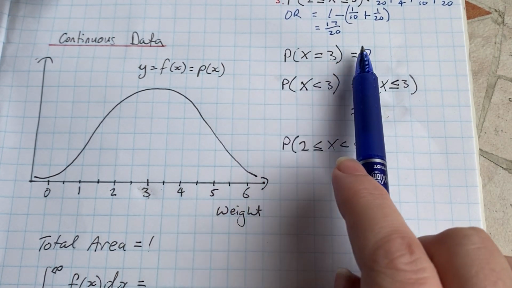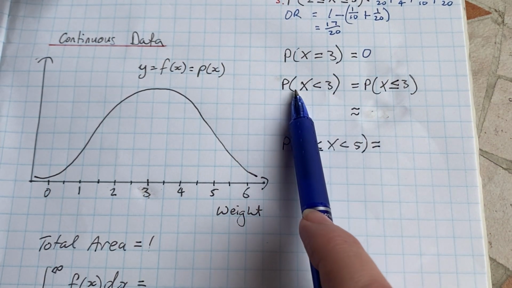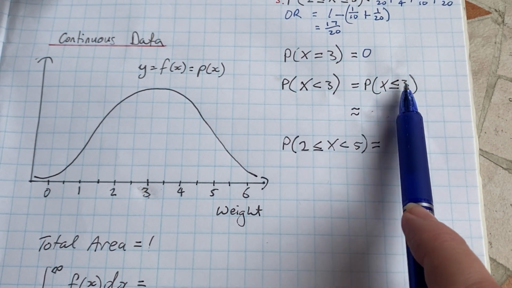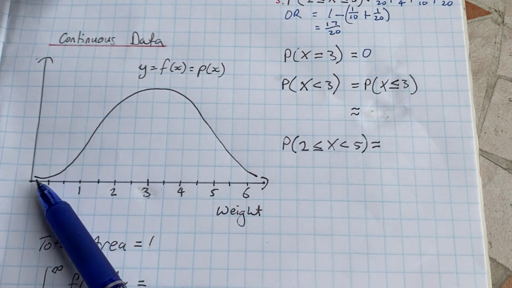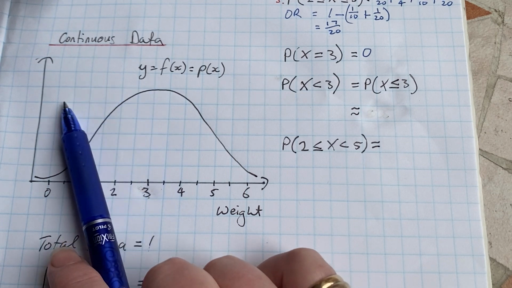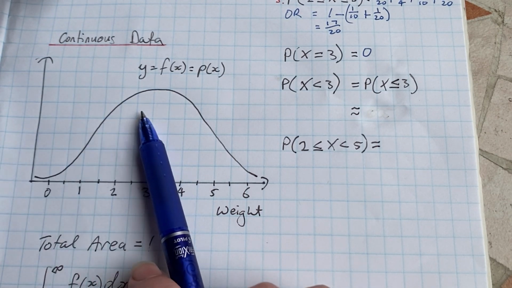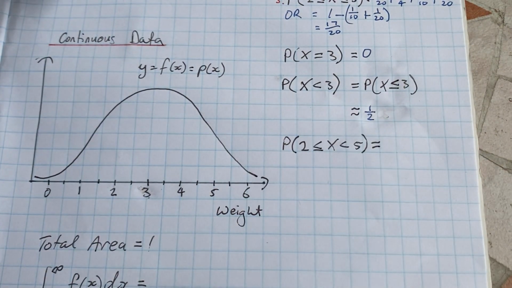We can talk about that more in our Zoom chat if you need to. That means the probability that x is less than 3 is equal to the probability that x is less than or equal to 3. So whether it's less than or equal to doesn't matter. In this particular graph, I would estimate it's approximately just under 50% of the curve. So let's just say it's approximately half.